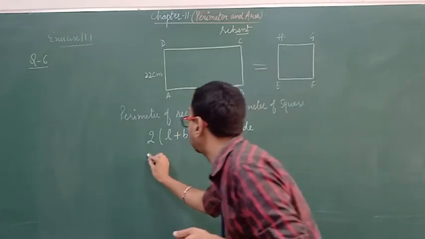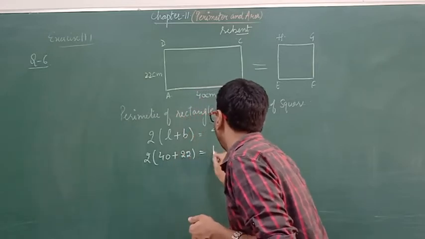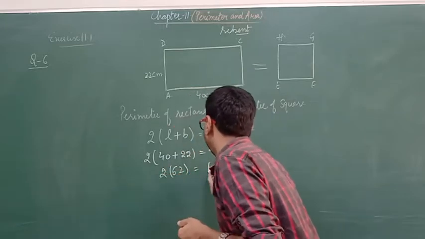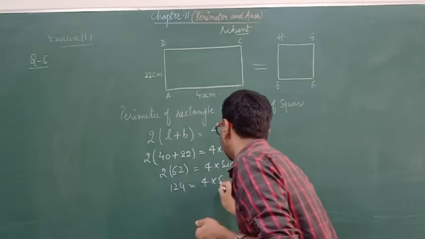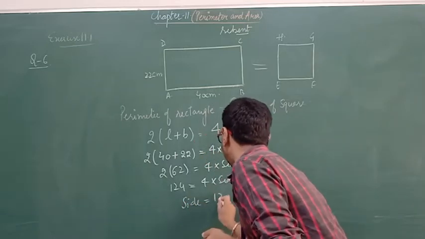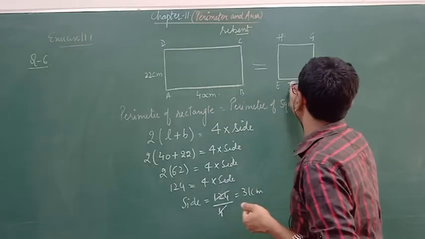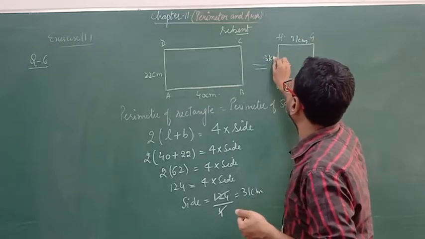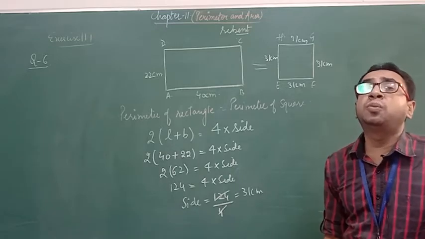So let's substitute the values. 2 into (40 plus 22) equals 4 into side, that is 62 into 2, equals 4 into side, 124 equals 4 into side. A linear equation in one variable. So we'll solve. Side is equal to 124 upon 4, that is 31 centimeter. So this is 31, this is 31, this is 31, and this is also 31. Next, he demands to find the figure which encloses more area.